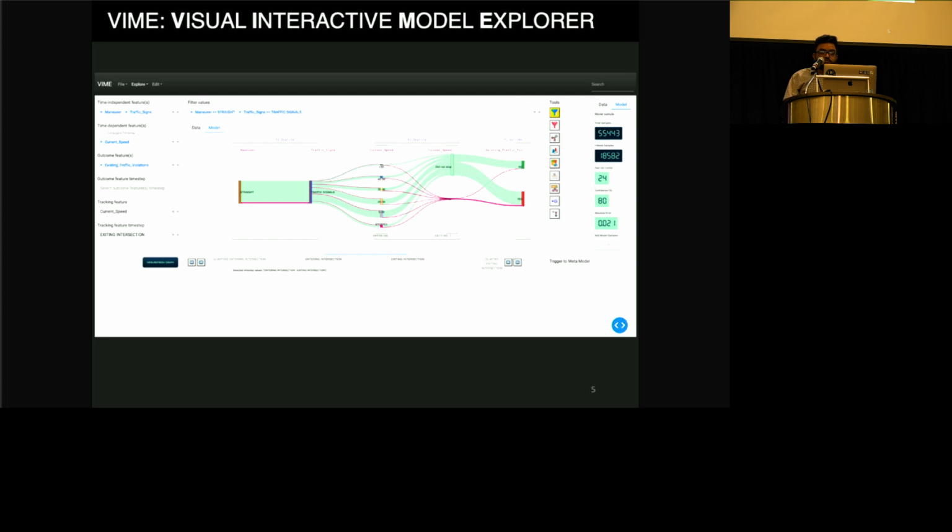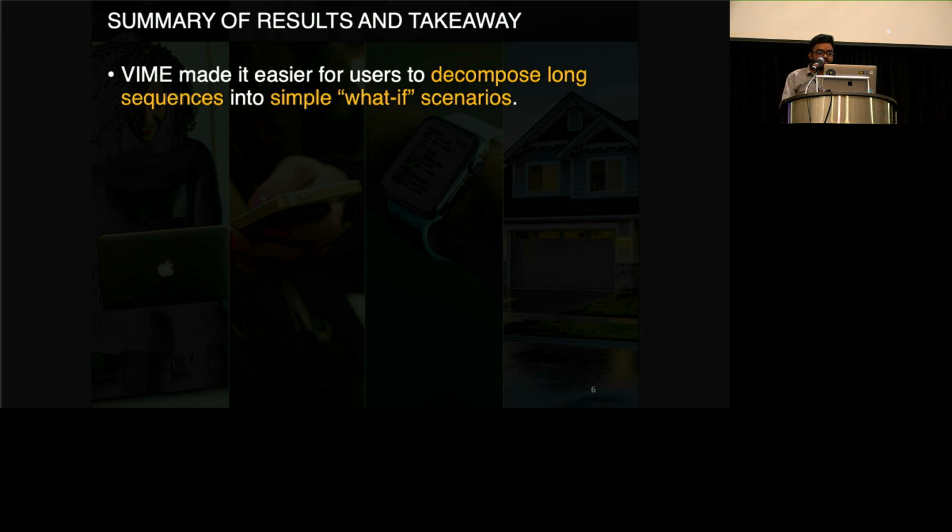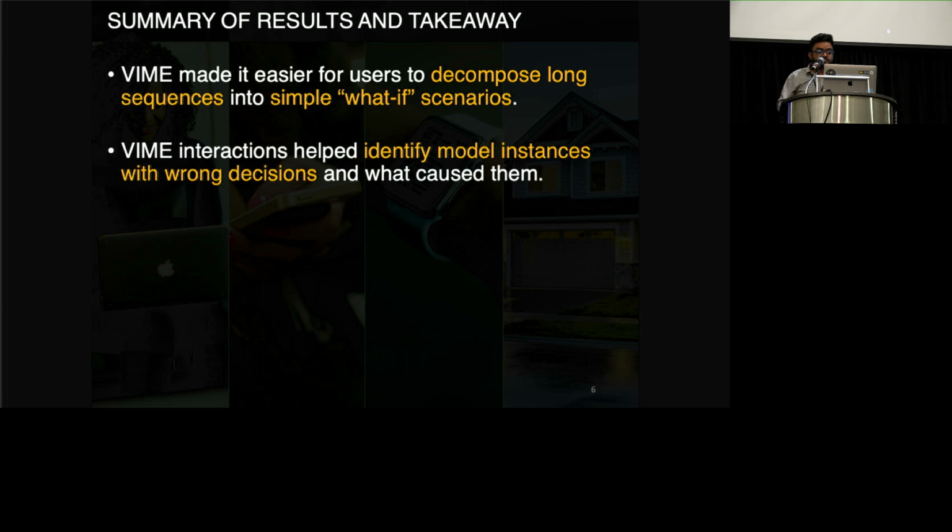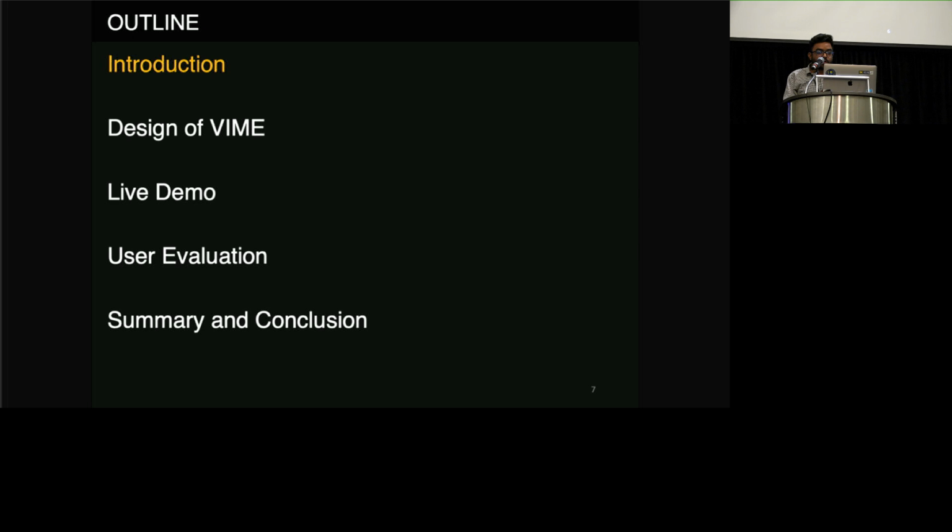So with this key insight, we iteratively designed VIME, an XAI toolbox to investigate sequential decision-making ML models. Our evaluation of this tool showed that interactions in VIME made it easier for users to define their own rules for decomposing long sequences into simple what-if scenarios, identify instances where the model made wrong decisions, and investigate what caused them.